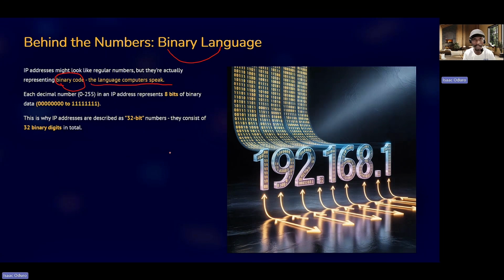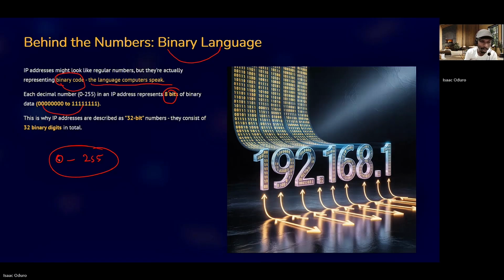Now that you understand binary, which is the language in which computers speak, let's look at what is behind this IP address that you are seeing, or the IP addresses that you have been seeing. Each decimal number is from 0 up to 255. I will explain why we have 0 up to 255. Each number in an IP address represents 8 bits of binary data.